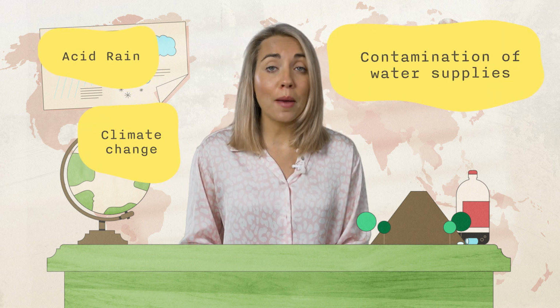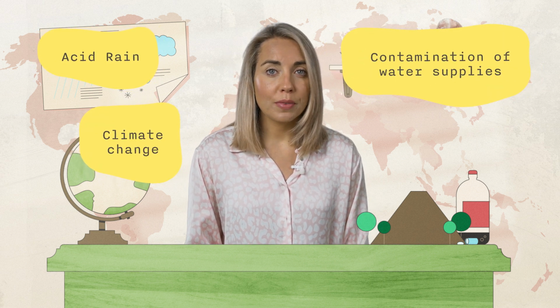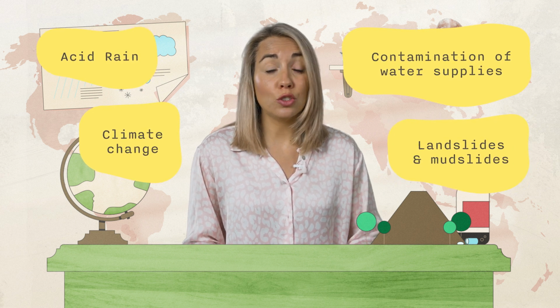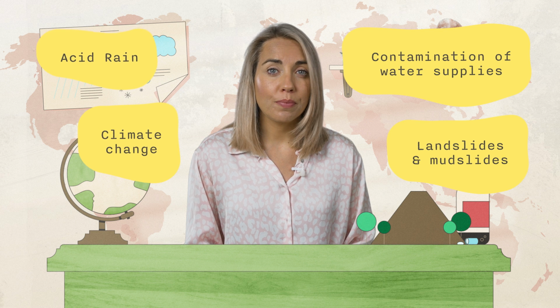Now let's discuss the secondary impacts. Secondary impacts occur as a result of the primary impacts. These include things like acid rain, climate change, and the contamination of water supplies. You might even have landslides or mudslides if there's rain, snow, or melting ice.